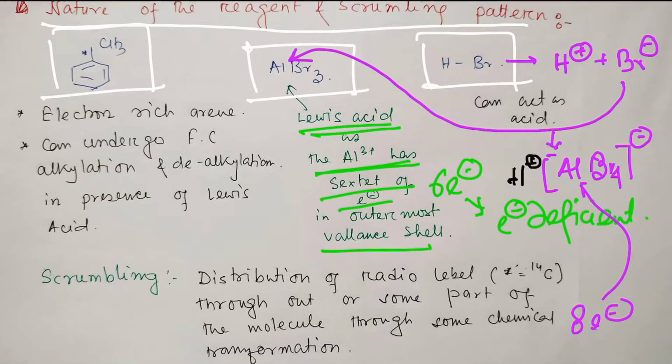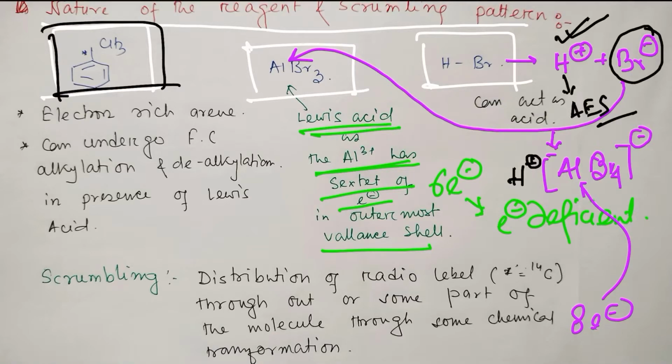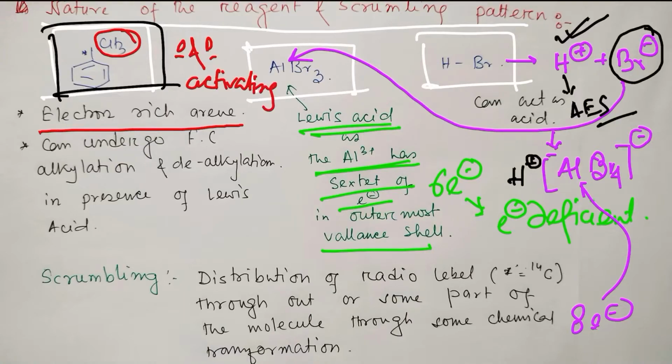H plus is a strong acid, and when the counter anion is stabilized by something else, its acidity or strength increases further. So it is a far stronger acid, and it can participate in aromatic electrophilic substitution. How? I'll explain. This molecule is actually an electron rich arene, because the methyl group is attached to toluene. It is ortho and para orienting and activating, and I have already uploaded a dedicated lecture about the nature of substitution on the aromatic nucleus, whether they are ortho-para directing, meta directing, activating or deactivating.